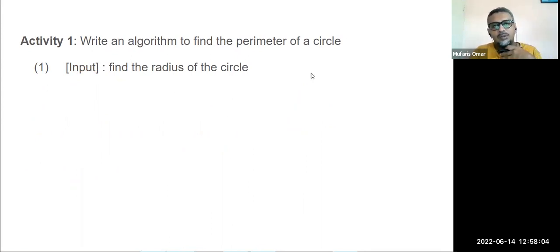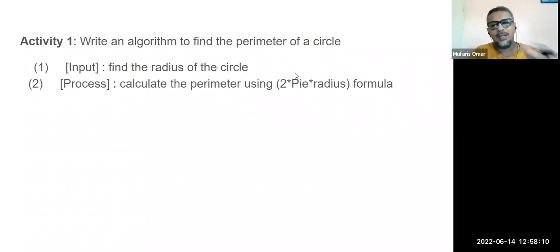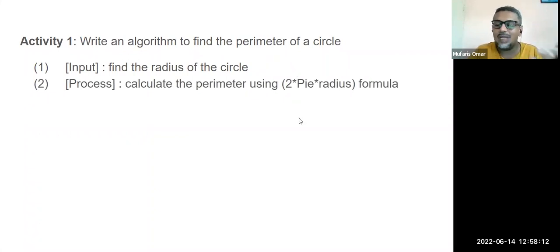I'm not worrying about the method. You have to know how to write an algorithm, so this is just an example. Even if you don't know this formula, it's okay. Now you calculate the perimeter using 2 pi r, this formula. Or maybe you can say use the formula 2 pi r. You can change the words.